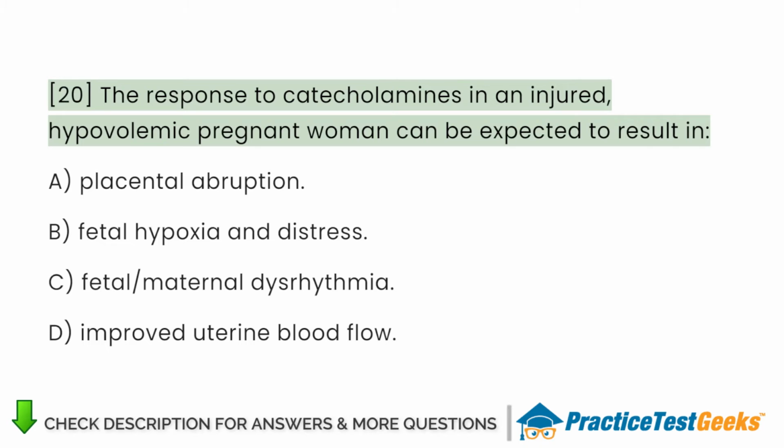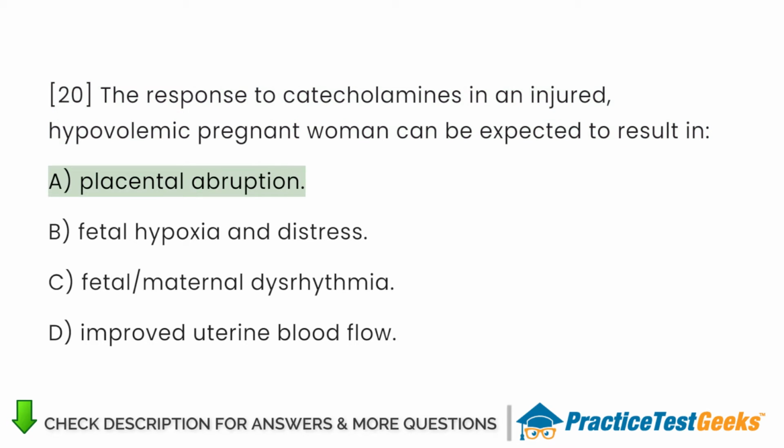The response to catecholamines in an injured, hypovolemic pregnant woman can be expected to result in: A. Placental abruption. B. Fetal hypoxia and distress. C. Fetal maternal dysrhythmia. D. Improved uterine blood flow.